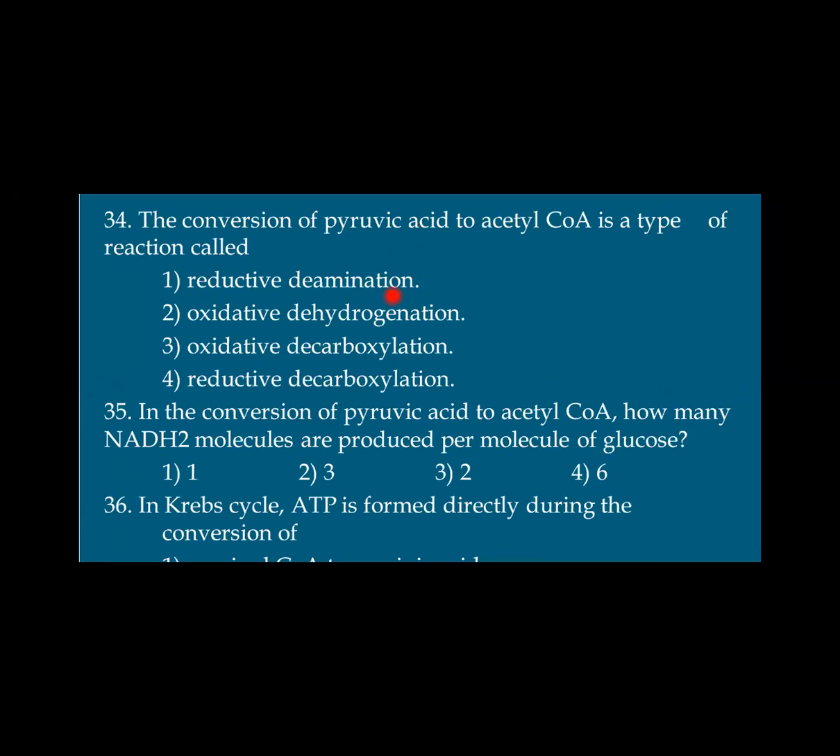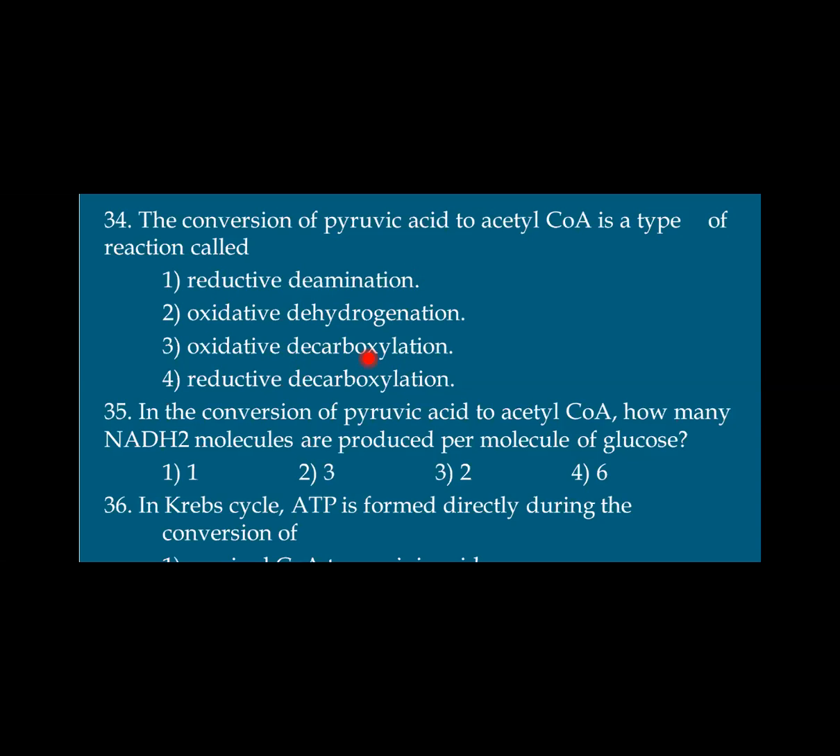The conversion of pyruvic acid to acetyl-CoA is a type of reaction called: reductive deamination, oxidative dehydrogenation, oxidative decarboxylation, or reductive decarboxylation. So here students, again, what you have seen in the previous slide, the first step, pyruvate to acetyl-CoA. So what is that process called? That process is nothing but oxidative decarboxylation.